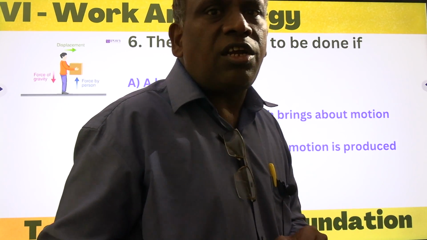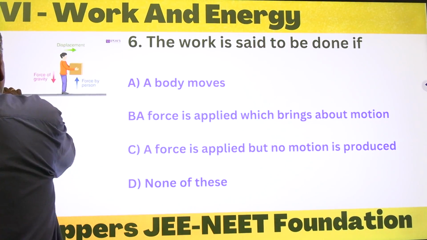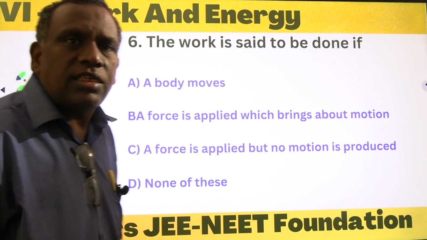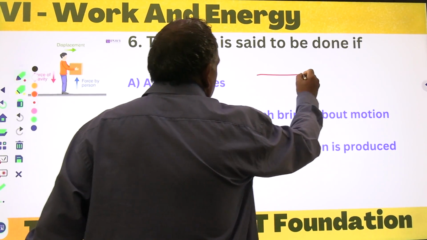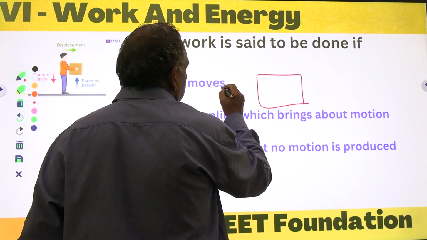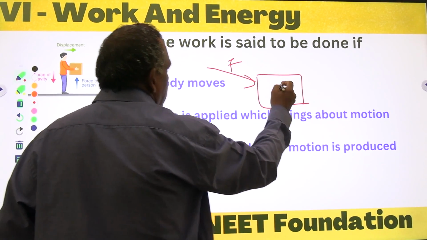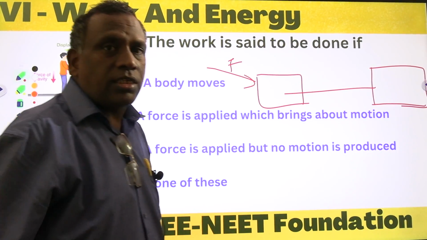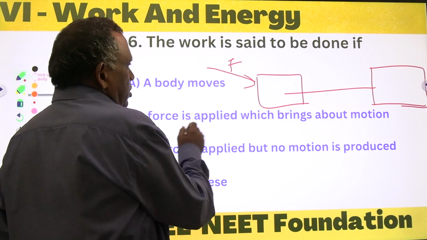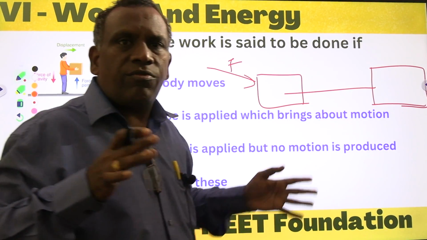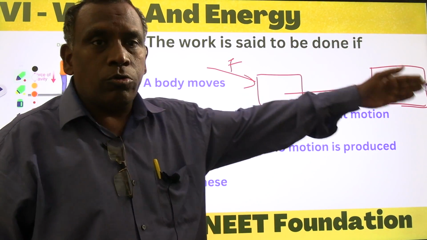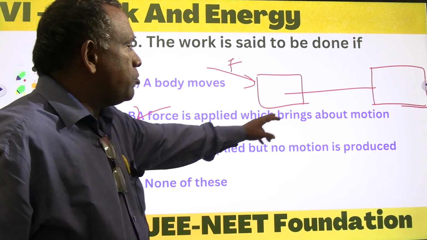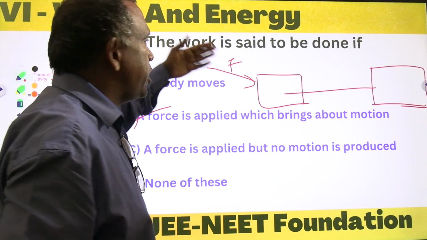Basically the definition of work: whenever a force acts on a body, the body displaces in the direction of the force. For example, this is the body. If the force acts on a body, this body changes its position from one place to another place, so there is a motion we observe. Whenever force acts on a body, the body moves. So the correct option is: the force is applied which brings about motion. Then only we will call it work.